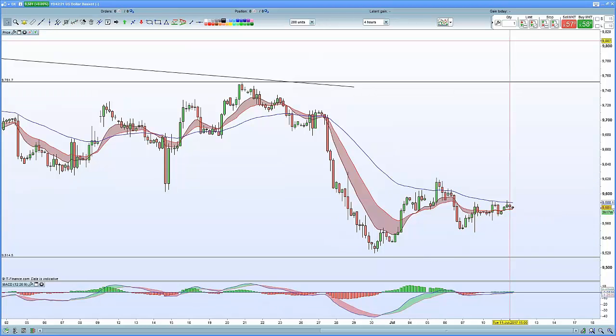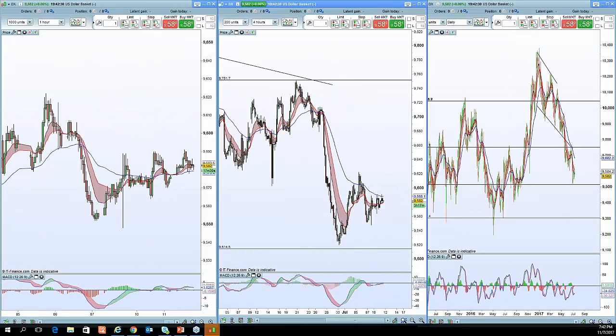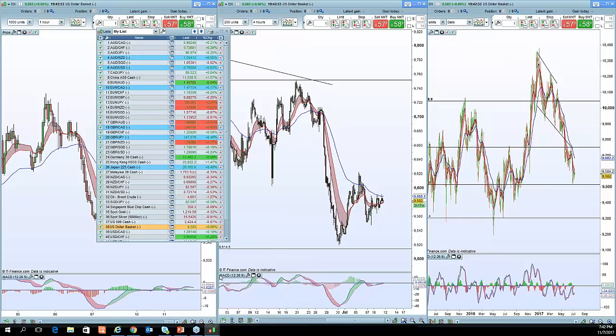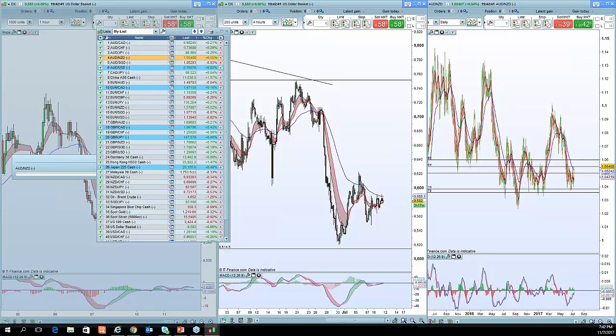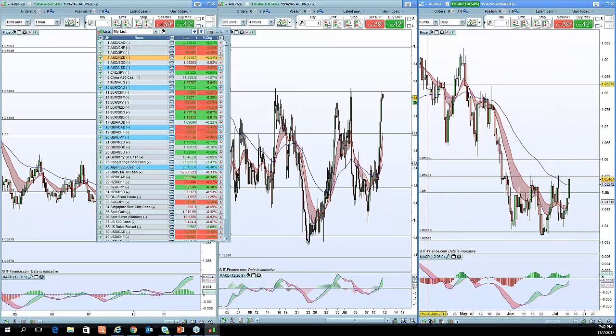So there's the dollar index for you. Let's move on to other pairs. If you guys have any FX pairs to talk about, please feel free to shout out. If not, I'm going to show you some of the pairs that I think have potential trade setups. The first one I'll look at is Aussie Kiwi.